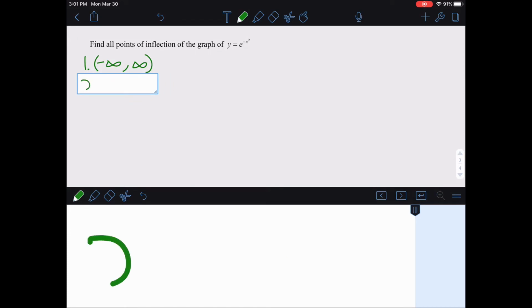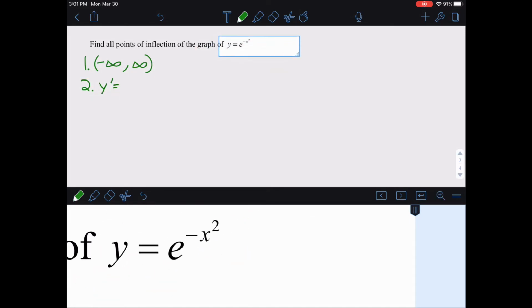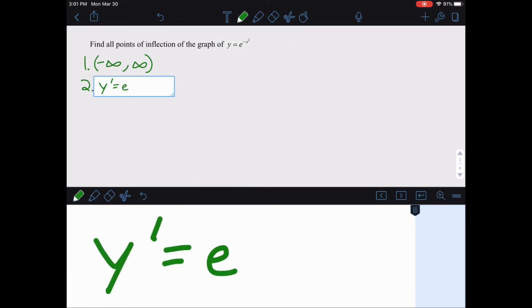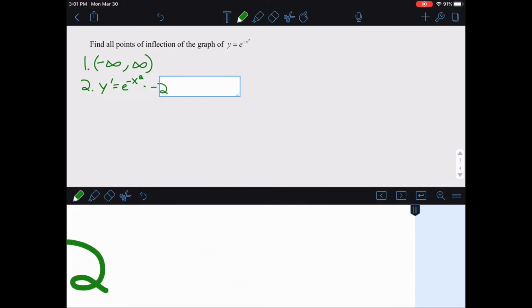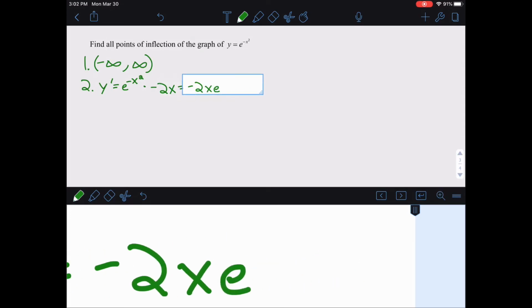Okay. Step 2. First, we have y here, right? We need to start off with the first derivative. And for e to the negative x squared, the derivative of an exponential is always going to be itself. But we have to do the chain rule, so we have to multiply by the derivative of the exponent, which is going to be negative 2x. And so I'm going to rewrite this as negative 2x e to the negative x squared power.